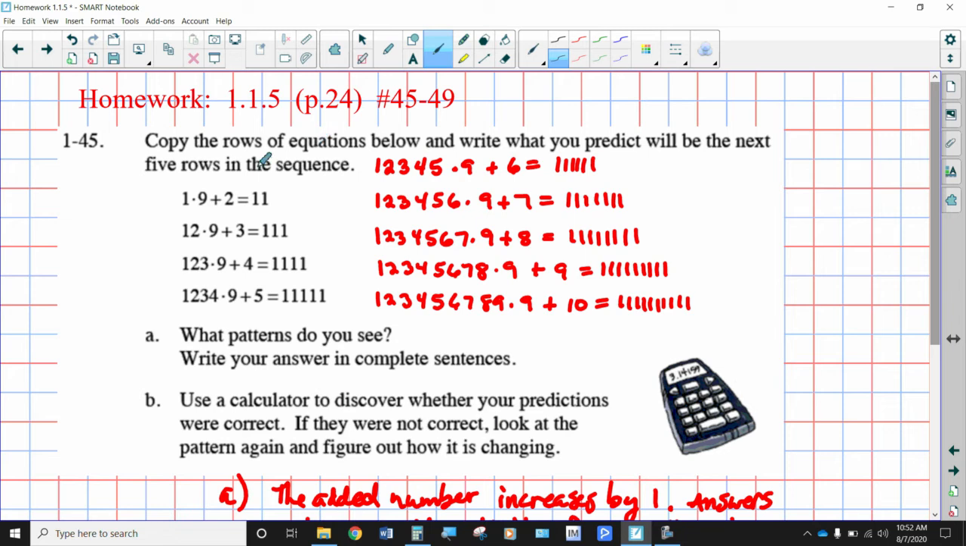All right, so number 45 is about recognizing patterns. So copy the rows of equations below and write what you predict will be the next 5 rows in the sequence. So each one of these increases by a digit, and the next digit is the next number in the sequence. These quantities are always being multiplied times 9, and then at the end, whatever number is one more than this multiple here gets added on. So this is one more than the 2 is the 3, one more than the 3 is the 4, one more than the 4 is the 5.